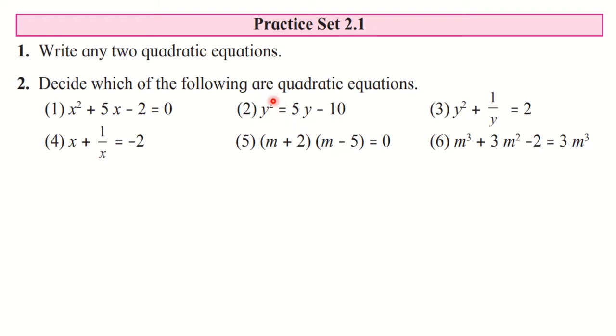Why? Because the highest index is 2 and we have only one variable y here. Now see here, y square plus 1 upon y is equal to 2. Here at present we can see that the index is 2, but we cannot have a variable in the denominator. So when we multiply by y here, the index is going to become 3. So it is not a quadratic equation. This way you are going to check. Here you will open the bracket and then check whether it is a quadratic equation or not. So two conditions: only one variable should be there and the highest index should be 2.